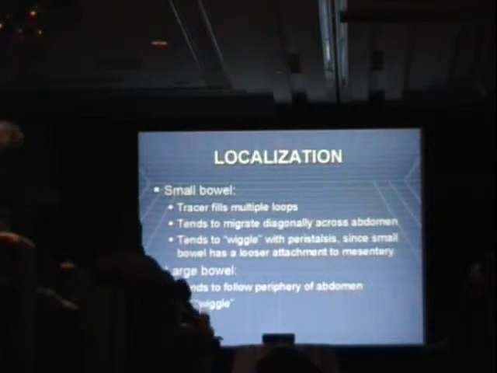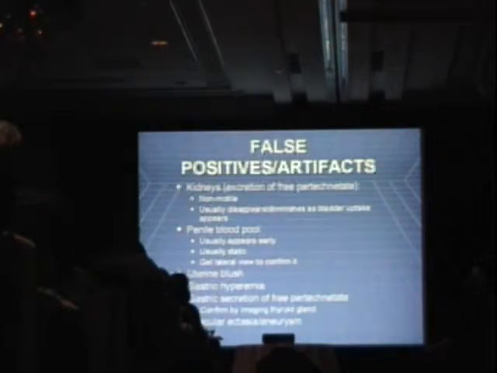In small bowel bleeding, you'll see a kind of wiggling, because the small bowel is hanging on the mesentery, so it's free to move around as it undergoes peristalsis. That's an important factor helping you stabilize it. Also, you sometimes see hairpin loops, multiple loops, and a diagonal progression across the abdomen. These are all signs that you have a small bowel bleed. Large bowel is fixed to the posterior wall of the abdomen, so it doesn't have any wiggle, and it tends to follow the typical peripheral track of the large colon.